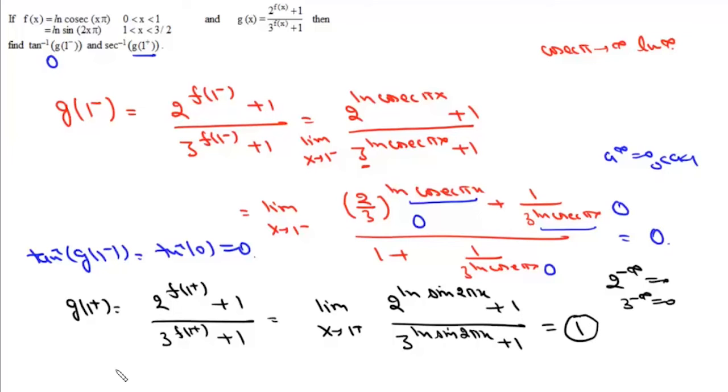Now it says we need to find value of secant inverse of g1 positive. So secant inverse of 1 is also 0. This value is also 0.